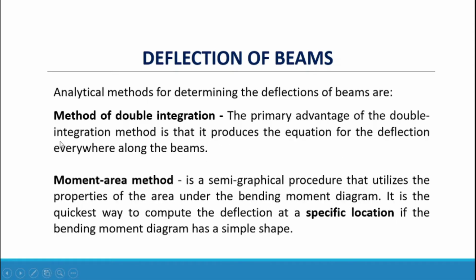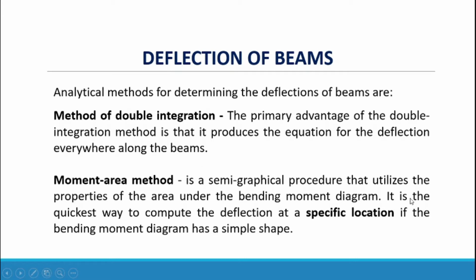And we have the analytical methods for determining the deflections of beams. Number 1, method of double integration. The primary advantage of the double integration method is that it produces the equation for the deflection everywhere along the beam. Number 2, moment area method.